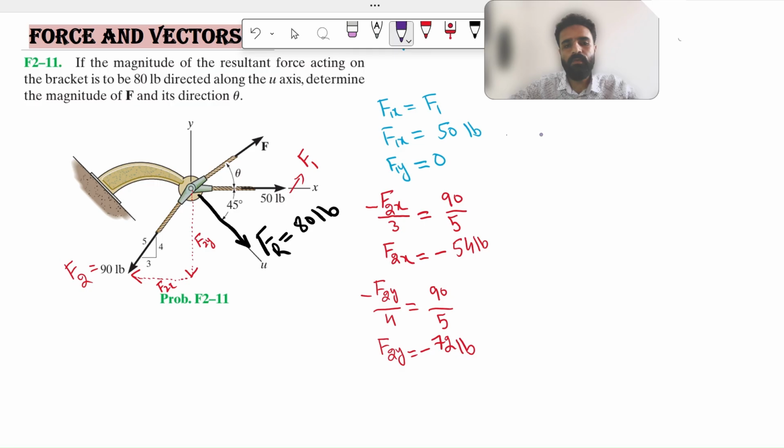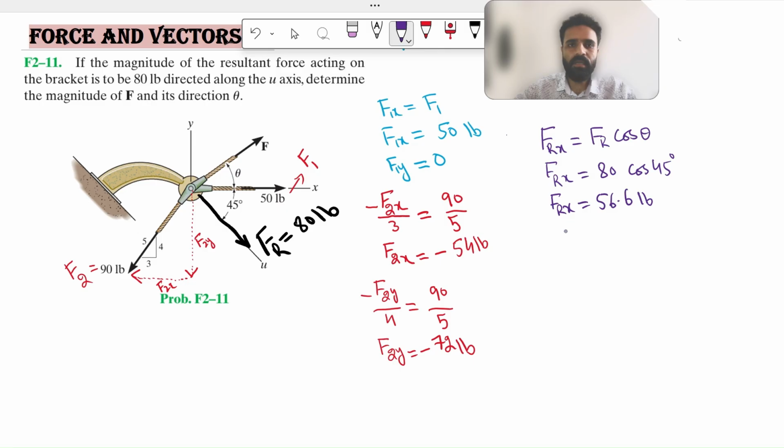So here for the FRx, the x component, the horizontal component of the resultant force, it will be equal to the FR times cos theta by applying trigonometric ratios. So the FRx will be equal to the FR value, which is 80, and cos 45. I'll be plugging this equation into the calculator. We will get the value of the FRx and it will be positive because it is acting on the right side. So its value is 56.6 pound.